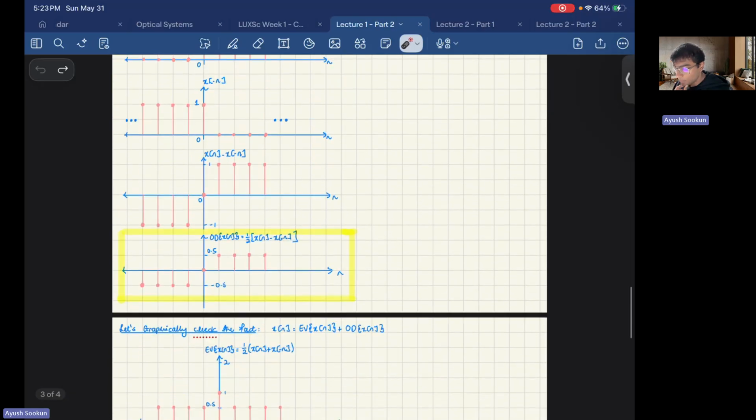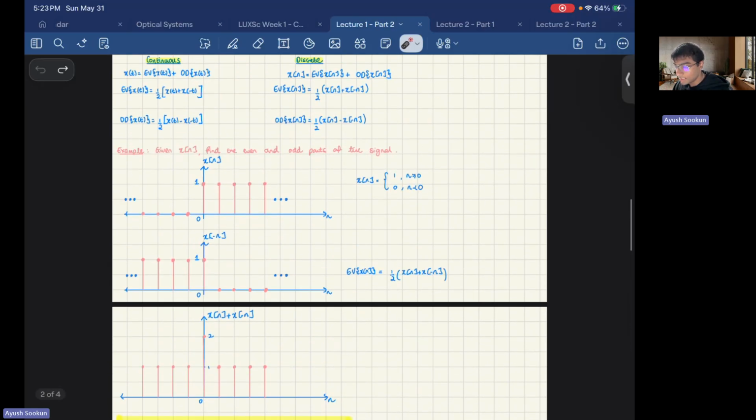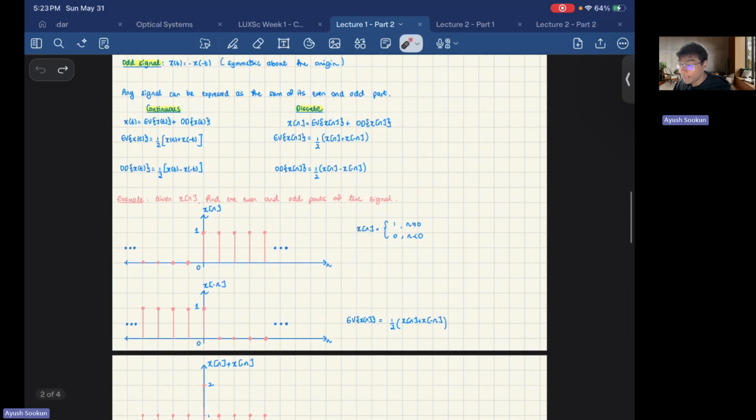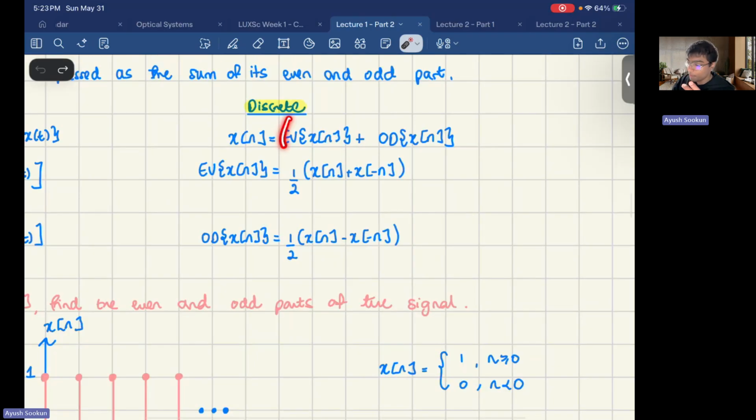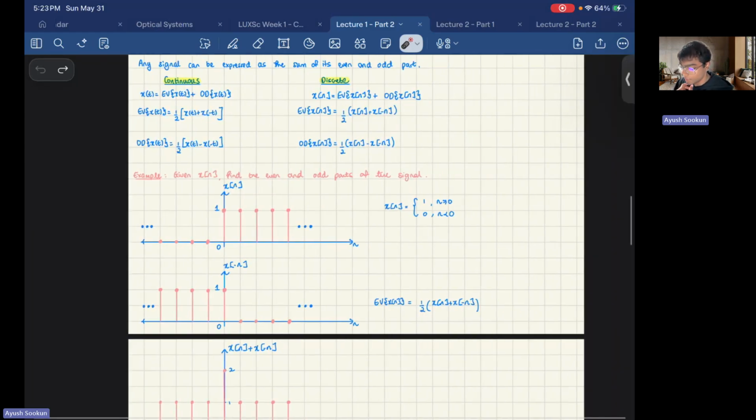Now, after finding these two, we're going to graphically check the fact that the addition of the even and the odd part is equal to x of n. It's a graphical proof. We have the even part of x of n, we computed that graphically. We have the odd part of x of n, we computed that graphically. If we add them both, in theory, we should get x of n. So let's test that theory. Let's see if it works.